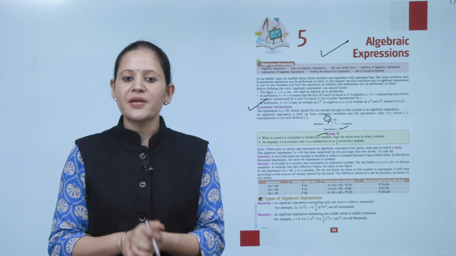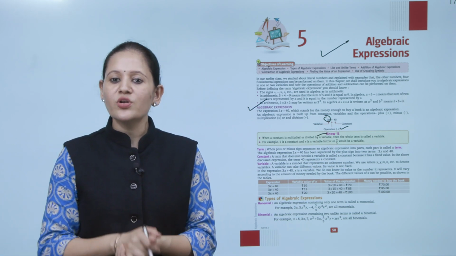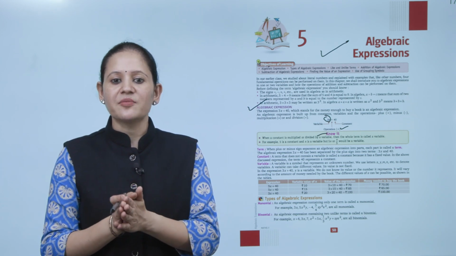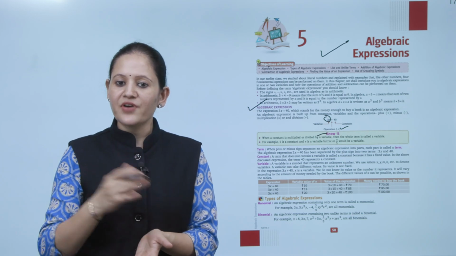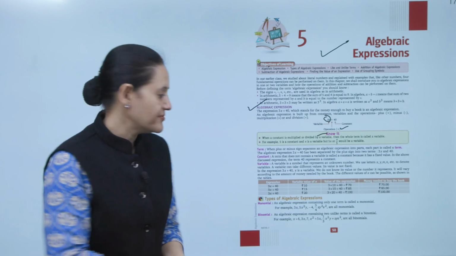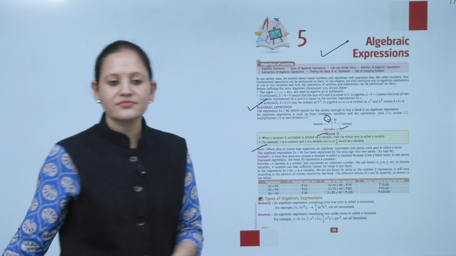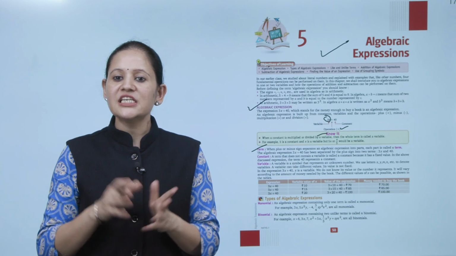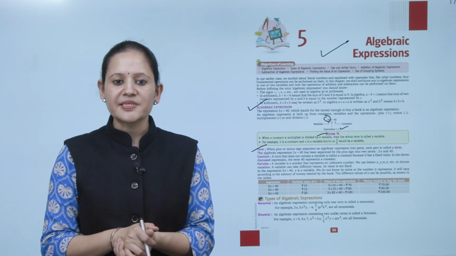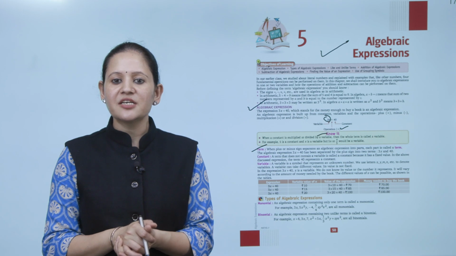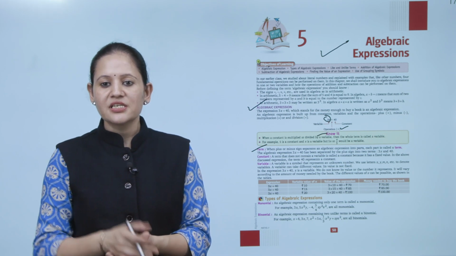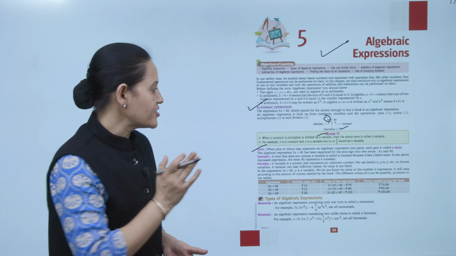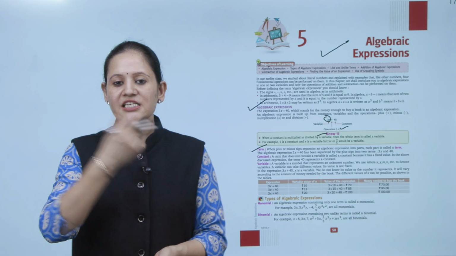Next, know it. When a constant is multiplied or divided by a variable, then the whole term is called a variable term. For example, 5 is a constant and x is a variable, but 5x or x upon 5 would be a variable term. Next is term. When plus or minus signs separate an algebraic expression into parts, each part is called a term. The algebraic expression 3x plus 40 has been separated by the plus sign into two terms, 3x and 40. So one term is 3x and the other is 40.